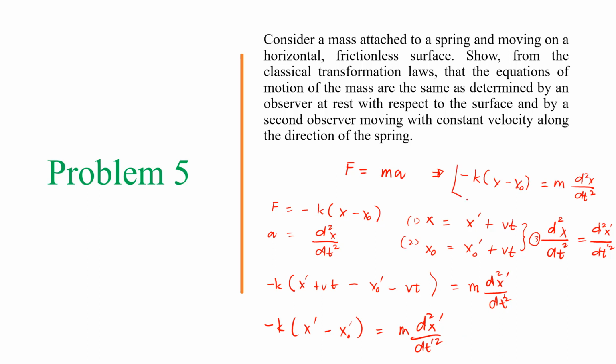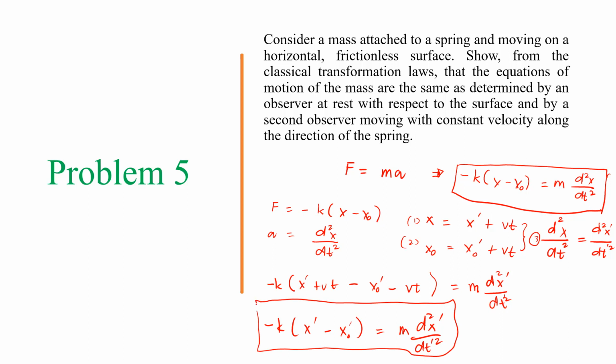Okay, so this is the equation of motion as determined by an observer that is at rest with respect to the surface, and this one is the equation of motion as determined by the second observer moving with constant velocity along the direction of the spring. So since they have the same form, this means that the equation of motion is invariant under the Galilean transformations.